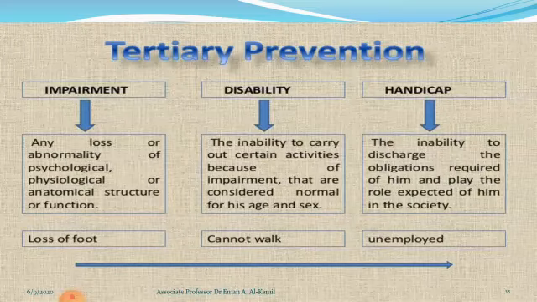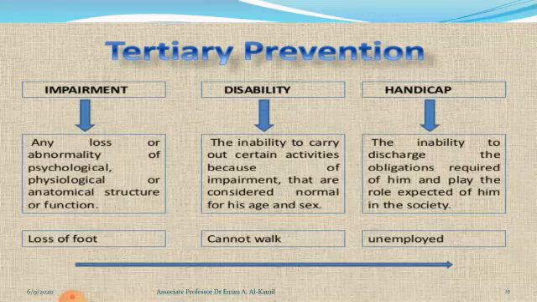So if the individual has any of these abnormalities, whether in the anatomy, such as the amputation of the foot, for example in diabetic patients, that means there is an abnormal structure. So the individual will develop disability if he has impairment.